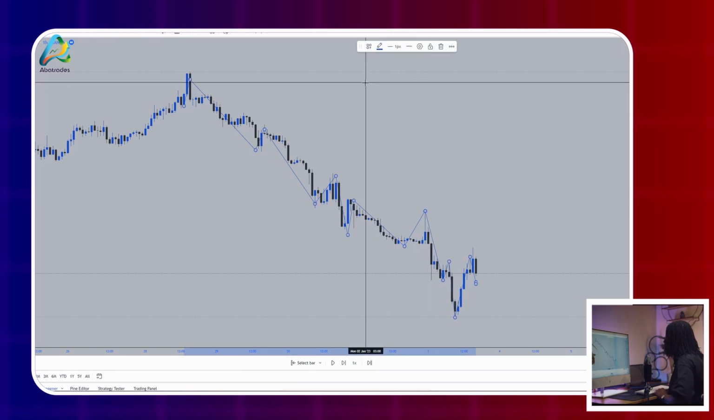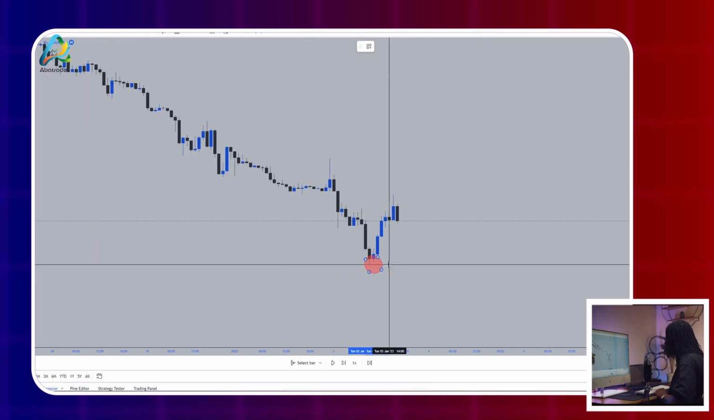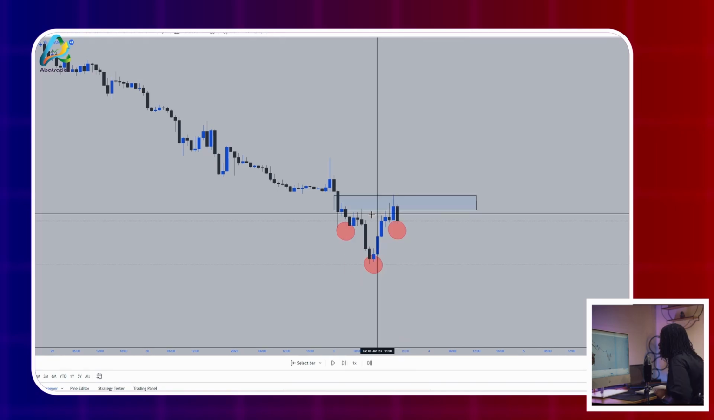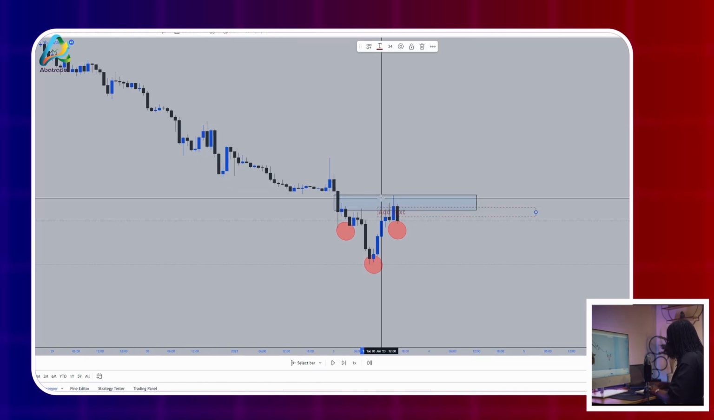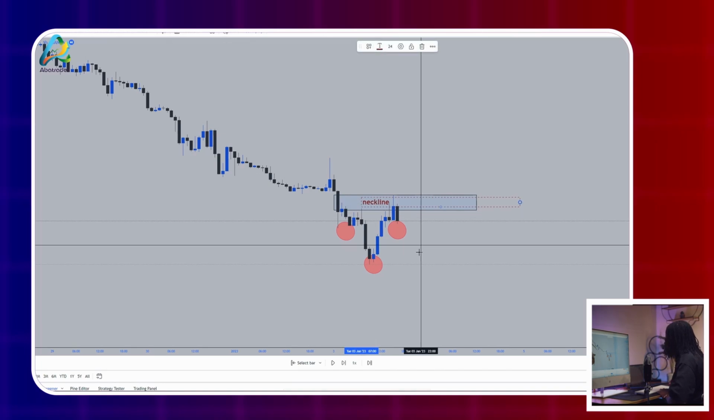So we can see right here we have our head. Just by looking at it, I can tell we have our head at this level here. We have our left shoulder here, we have our right shoulder here, and this level here becomes our neckline. We can see that, right? So here becomes a resistance, a neckline resistance. So we have a neckline at this level, and I mentioned that you don't enter a trade until the neckline is broken, right? So let's see what happens if the neckline is broken.